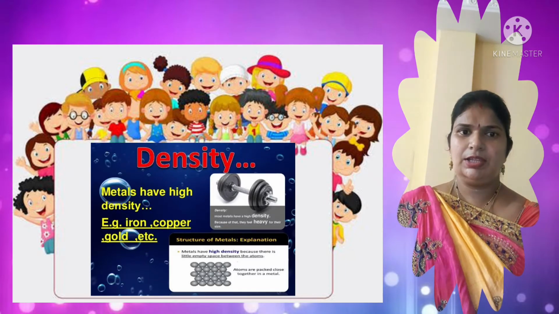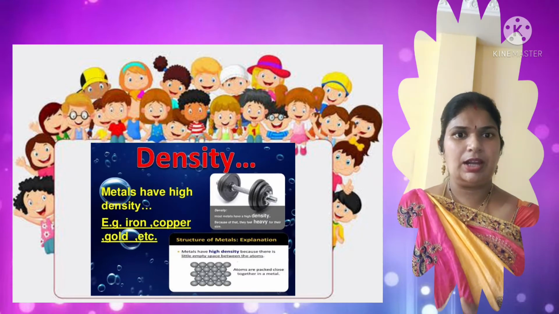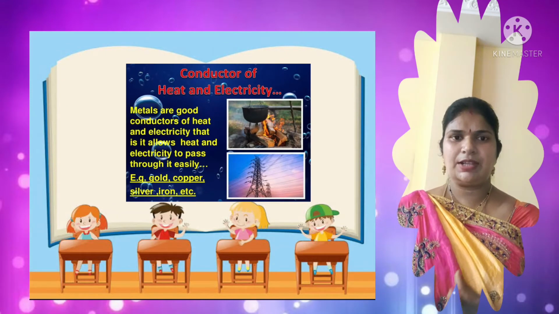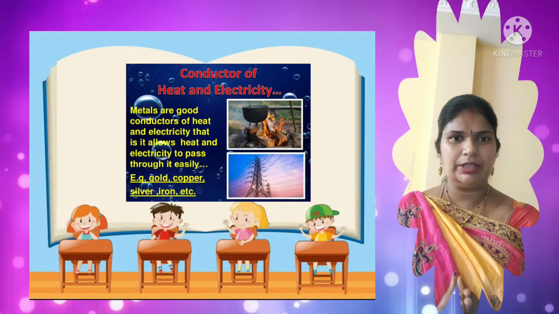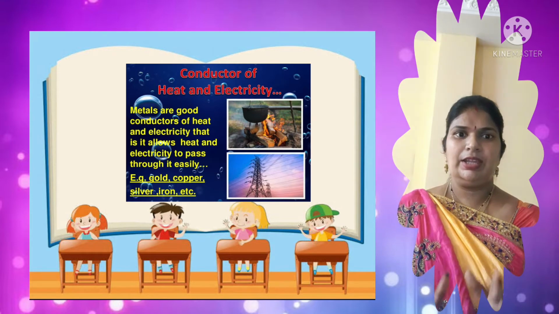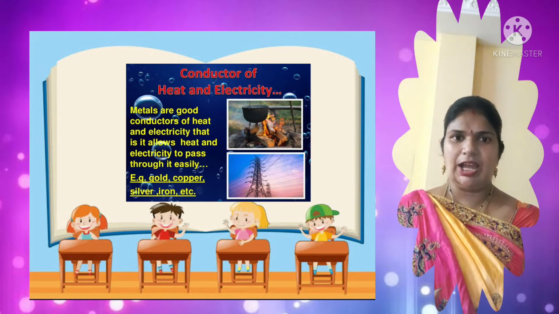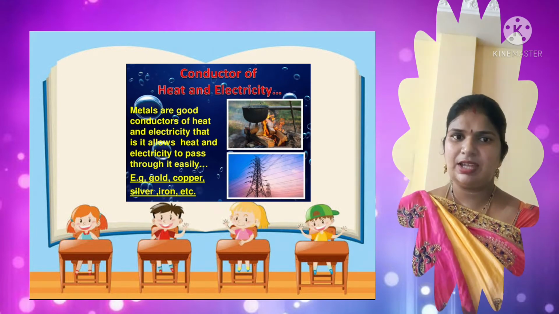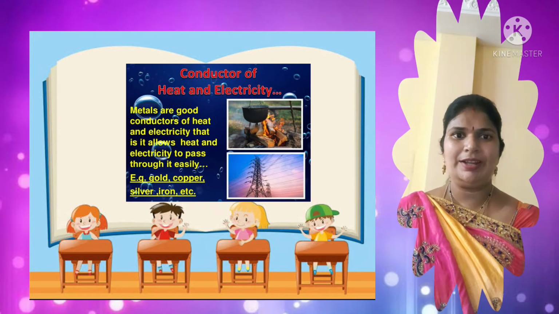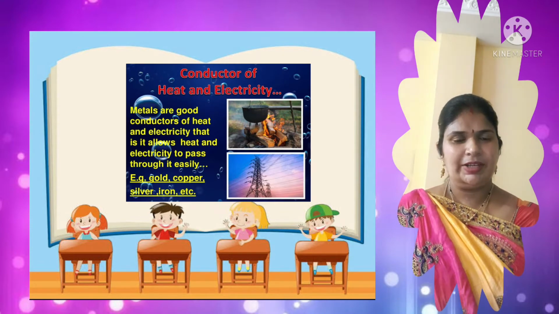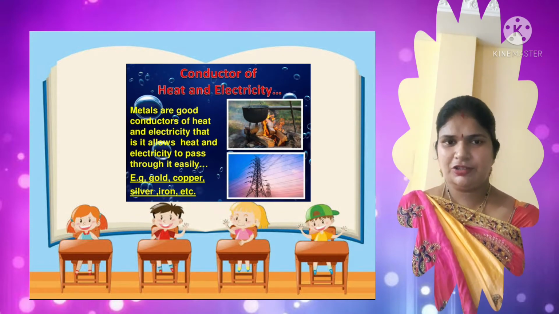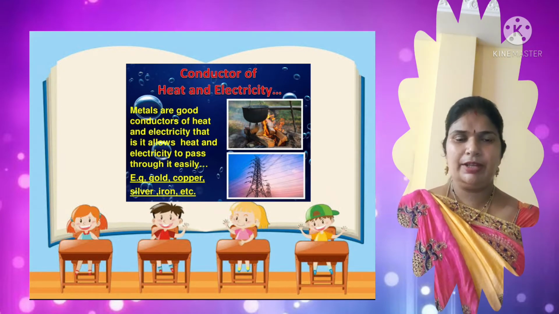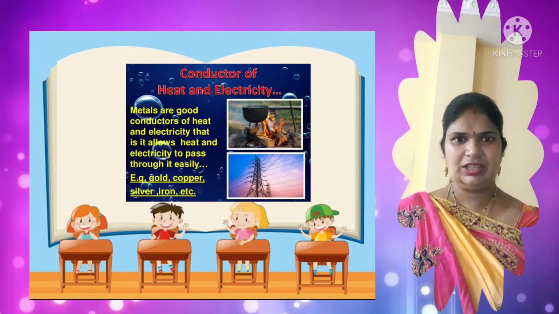Now we will see the next property, called conductor of heat and electricity. That is, metals are good conductors of heat and electricity. They can accept the heat as well as conduct electricity very easily. For example, again iron, copper, aluminium, yes or no? Even gold, silver. So due to heat and electricity only, these particular metals can be malleable or ductile. Yes or no?